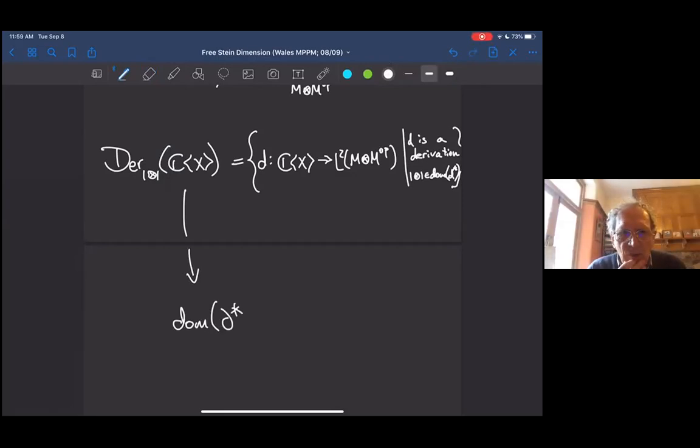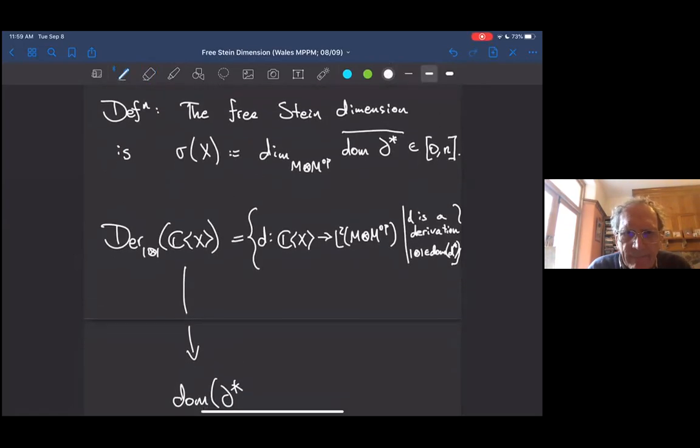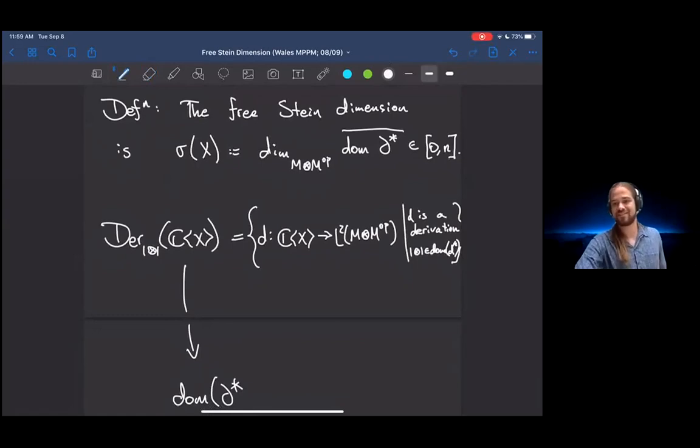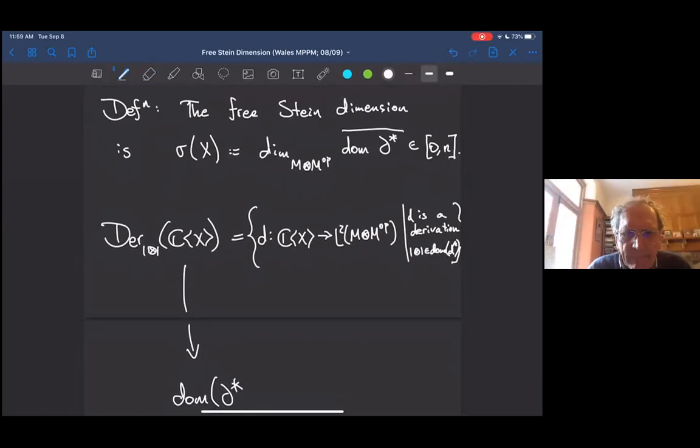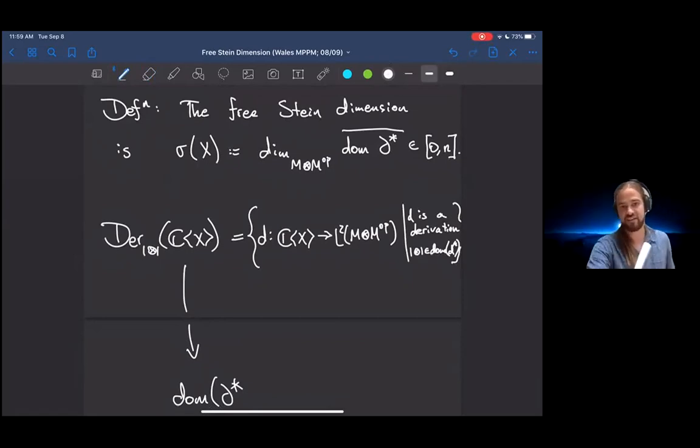Ian, there's a comment in the chat from, or a question from Ulrich. So Can you see it, or should I read it out? You can actually, yeah, I see it. The question is on the domain, on the definition of free Stein dimension, whether it should be the domain of J star as opposed to C star.